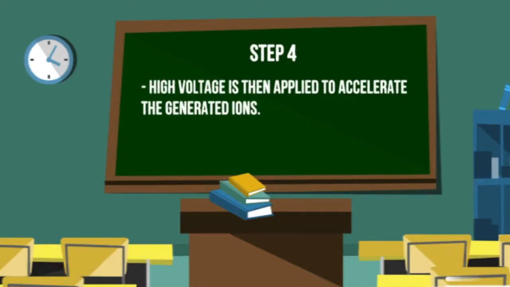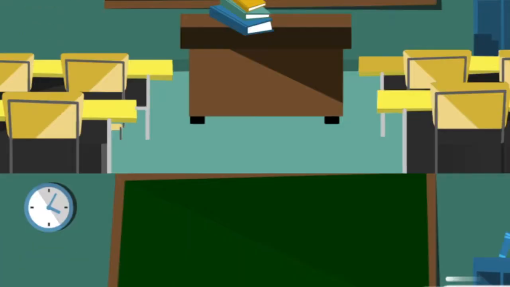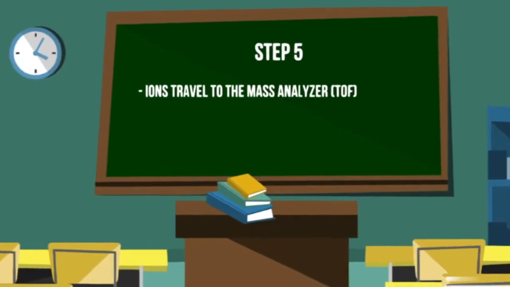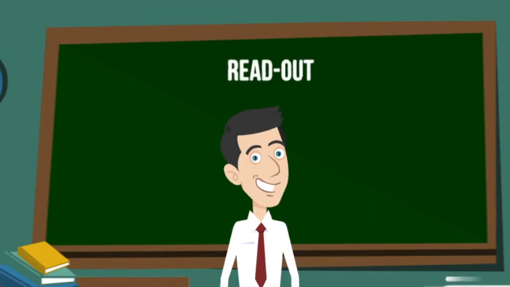Step 4. High voltage is applied to accelerate the generated ions. Step 5. Ions then travel to the mass analyzer. In this case, it is a TOF. Ions of different mass-to-charge ratio travel along a field-free drift tube, driven by the applied electric field with constant kinetic energy. Therefore, ions with a small mass-to-charge ratio are the lightest, so they reach the detector first and appear on the mass spectrum.